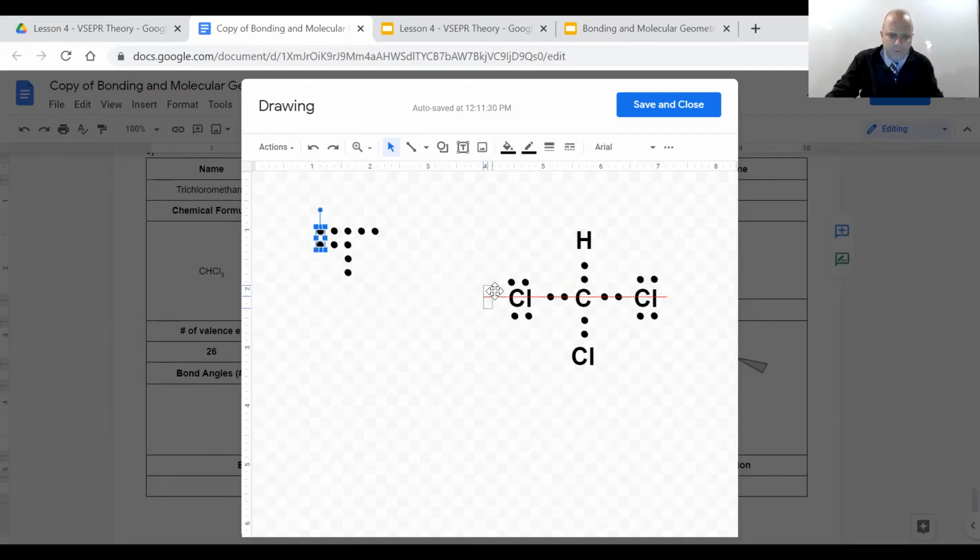I try and grab them 2 at a time, so it just makes moving them a little bit easier and quicker. All right, so my 2 outside chlorines have the 8. I'm going to go for the chlorine on the bottom. Okay, the nice part about this one is we're done.